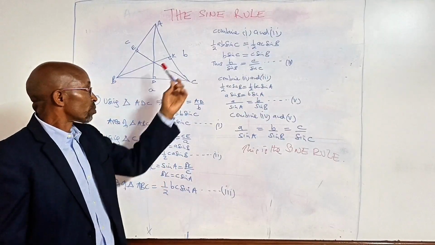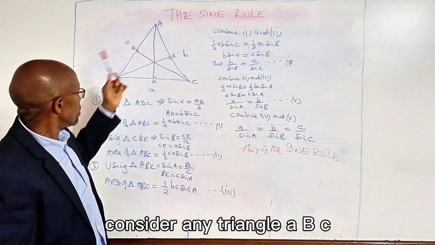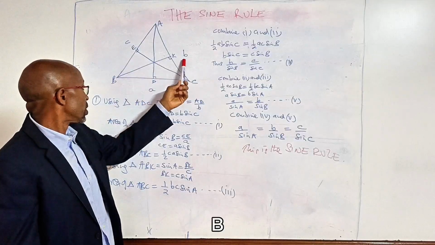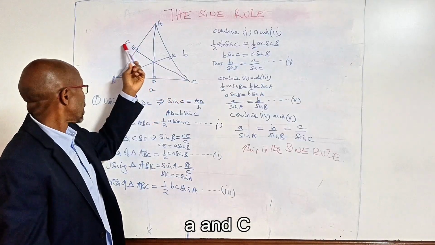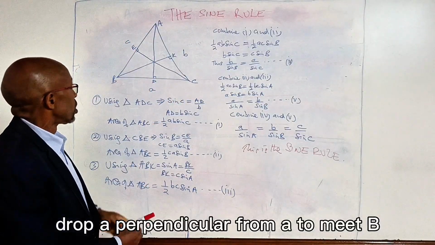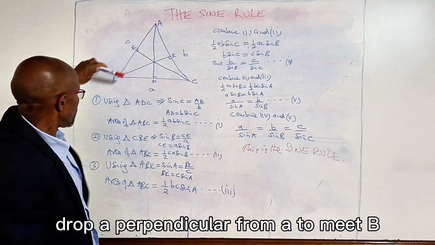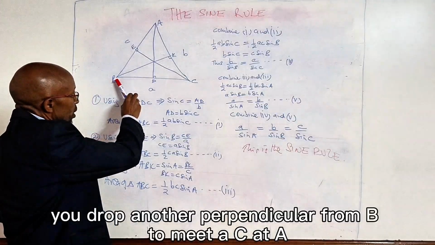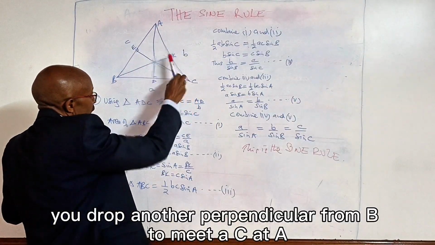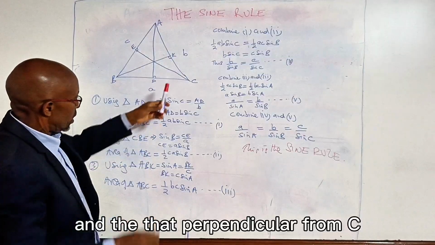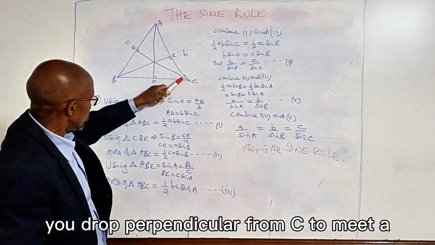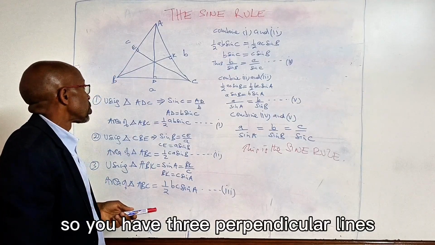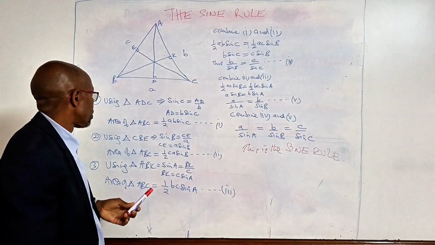The sine rule. Consider any triangle ABC with the sides B, A, and C. Drop a perpendicular from A to meet BC at D. Then you drop another perpendicular from B to meet AC at K, and the third perpendicular, from C, to meet AB at E. So you have three perpendicular lines.